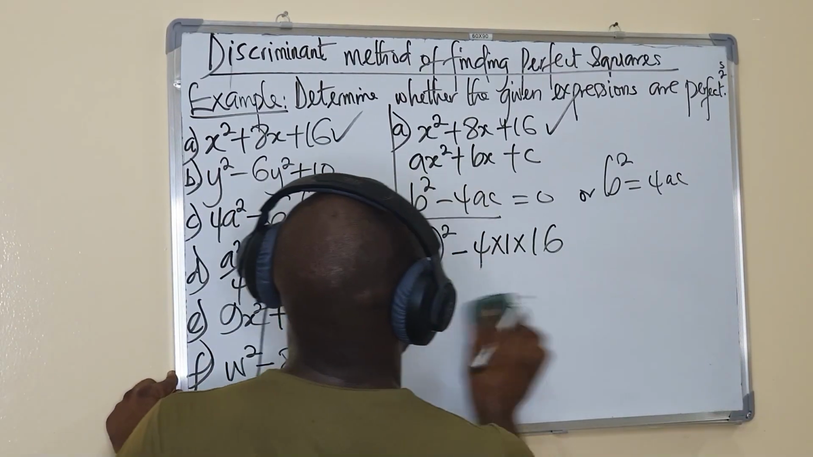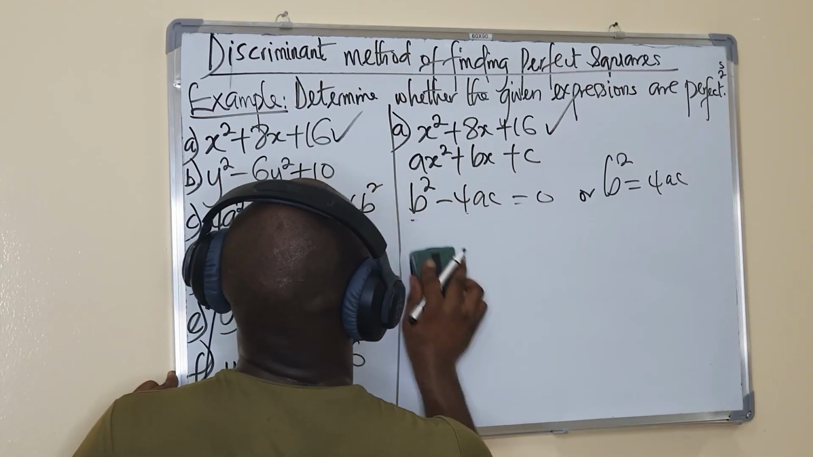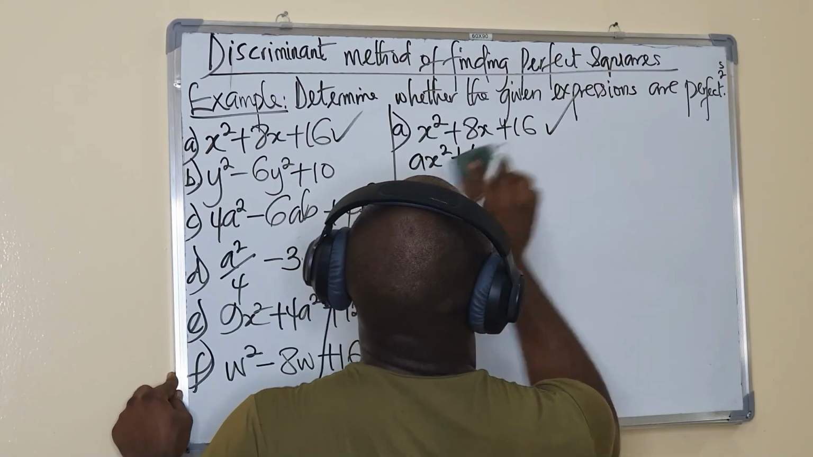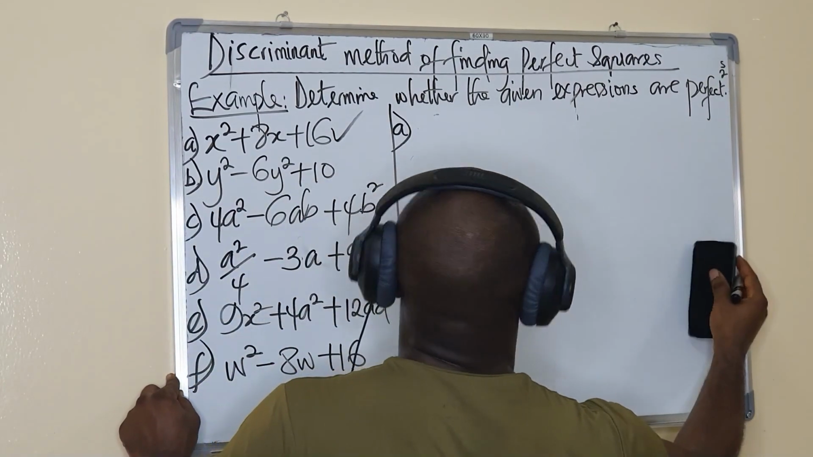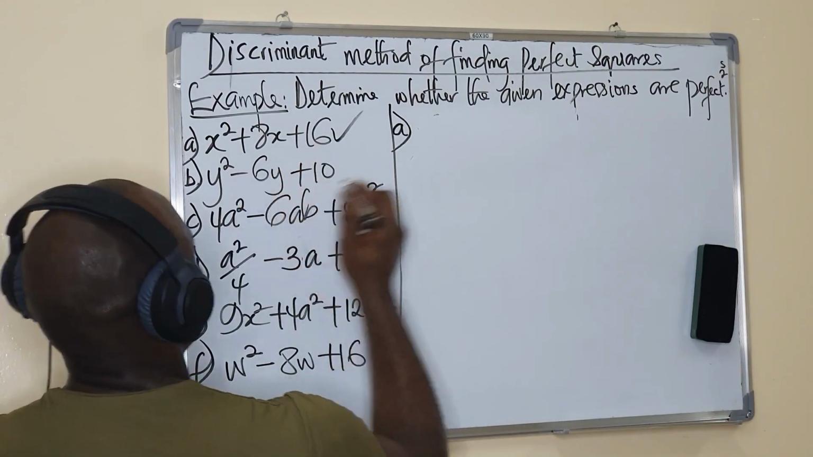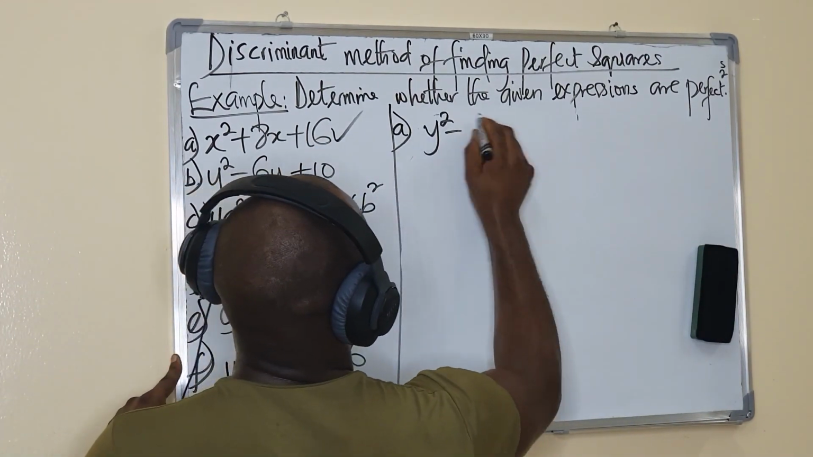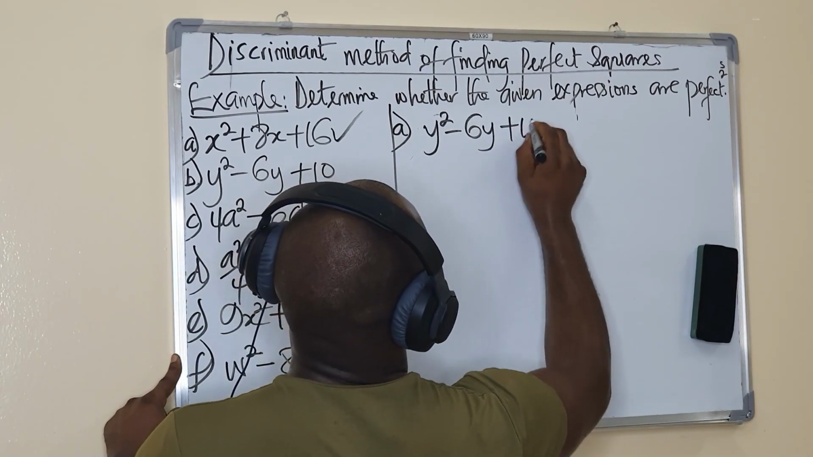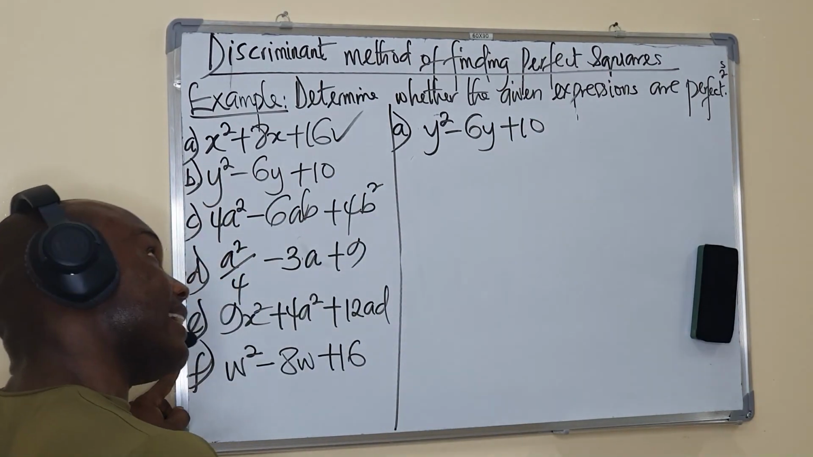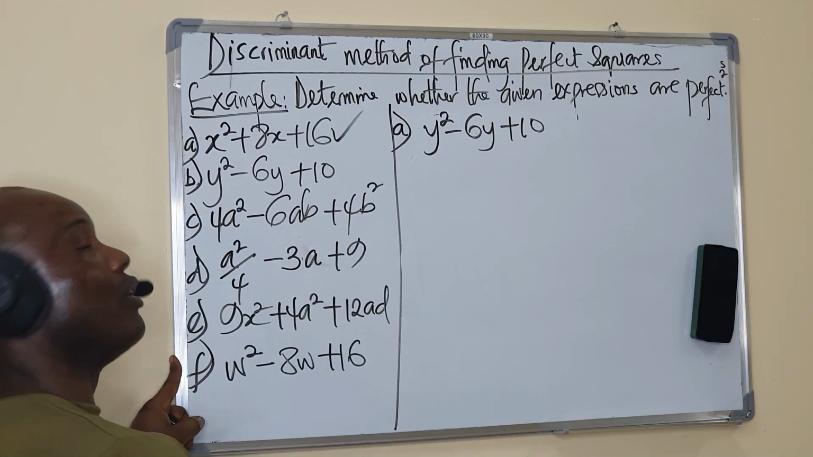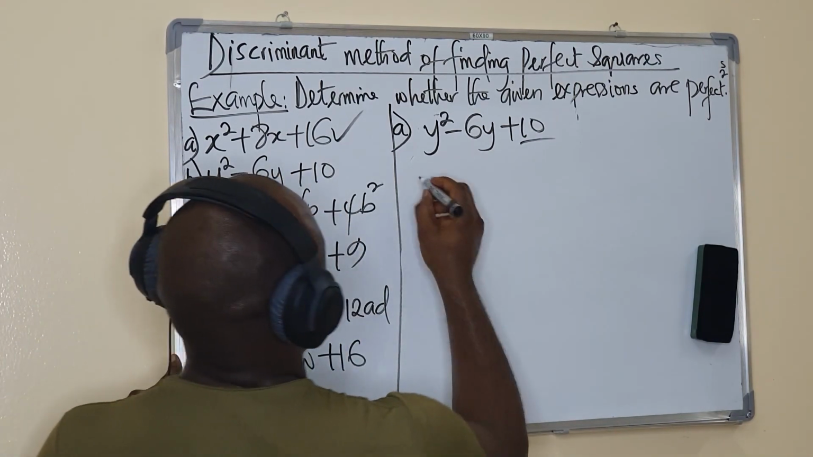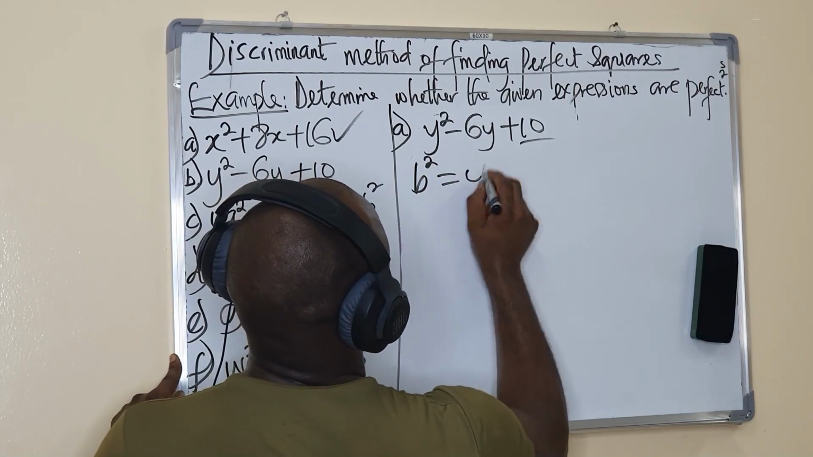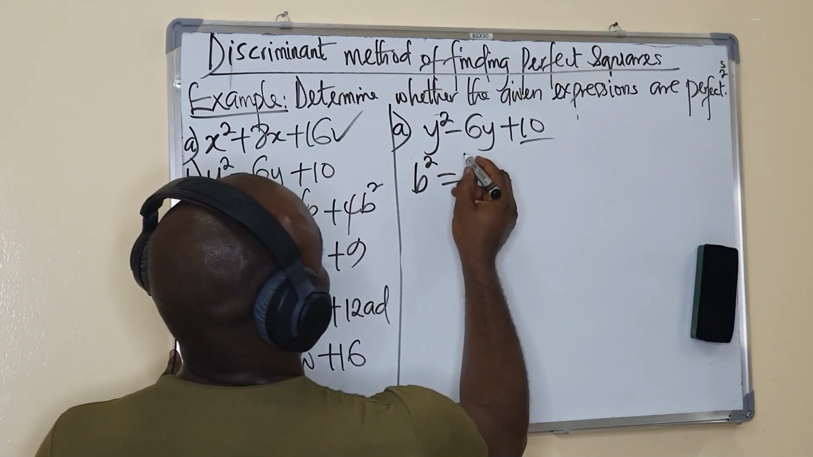Number 2, we have y squared minus 6y plus 10. That is actually 6y, I wrote y squared again. It's y squared minus 6y plus 10. We want to check if this is or is not a perfect square. Anyway, ordinarily looking at it, you know it's not a perfect square because this is not a squared term. But let's see. b squared must equal 4ac.